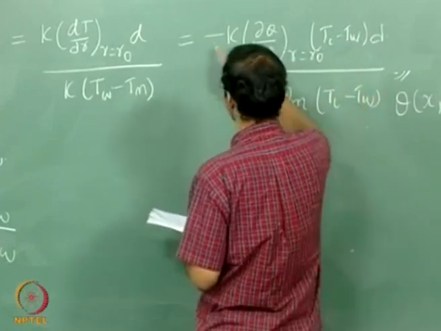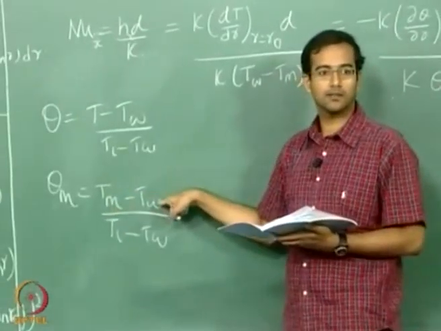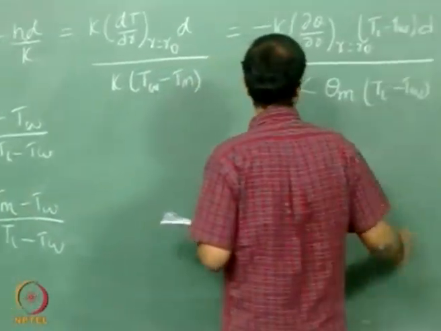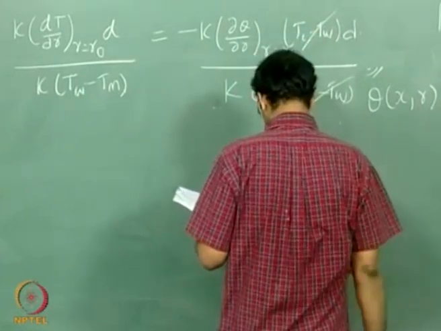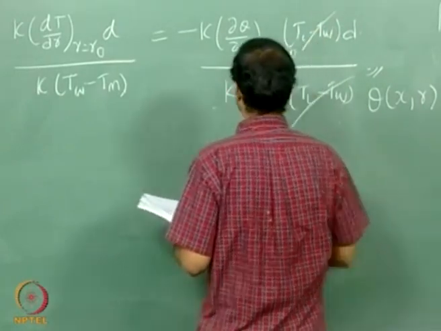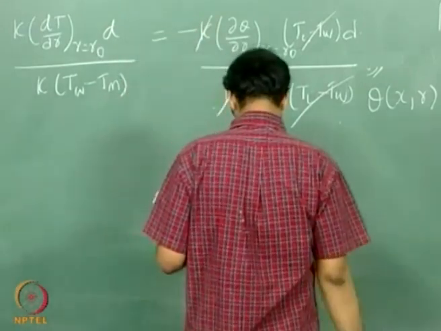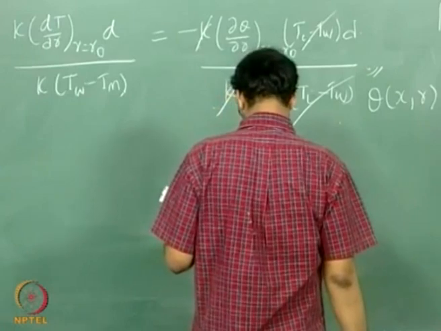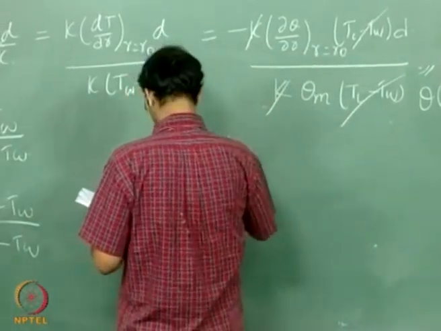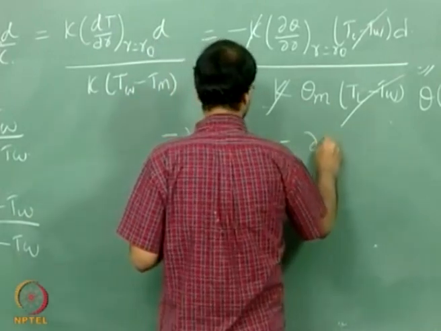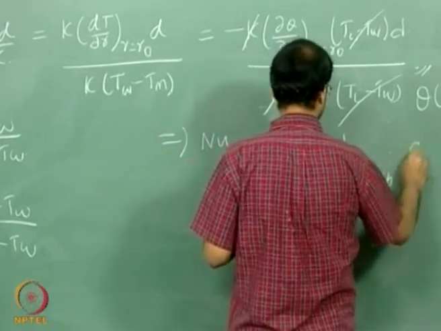So already I put a minus sign because this is T wall minus Tm, I am putting minus of Tm minus T wall. Okay. So this cancels right here, and of course your k cancels. So we are left with Nu x is equal to minus d theta by dr at r equal to r naught into d by theta m.